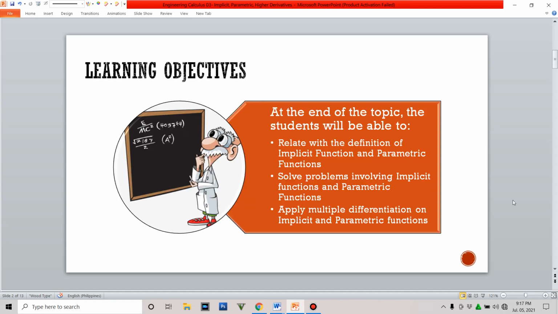So for our learning objectives, at the end of the topic, the students will be able to, number one, relate with the definition of implicit function as well as the parametric functions. And then solve problems involving implicit functions and parametric functions. Then apply multiple differentiation on implicit and parametric functions.